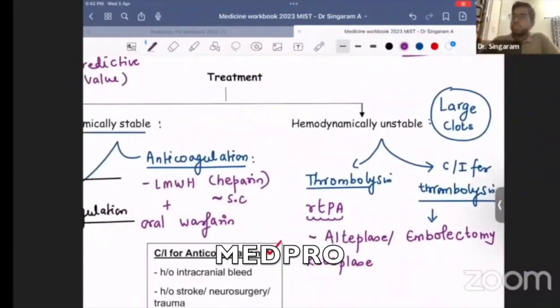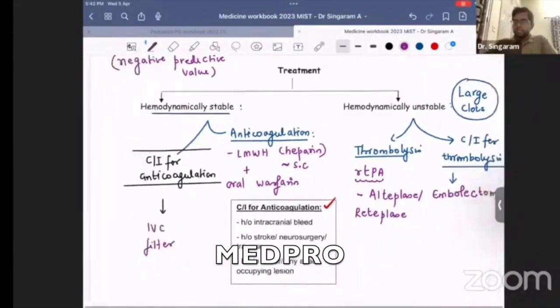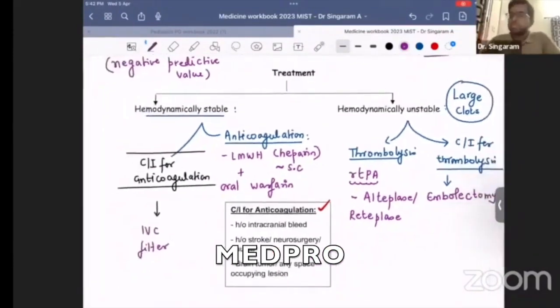For that, I have to use either a thrombolytic agent or, with the help of a catheter, do the embolectomy, removal of the embolus. That is what you should remember as management for pulmonary thromboembolism. I hope this topic is clear because from this topic I am expecting questions for the upcoming exams also. Pulmonary thromboembolism is such an important topic which you should remember. I hope this is clear.